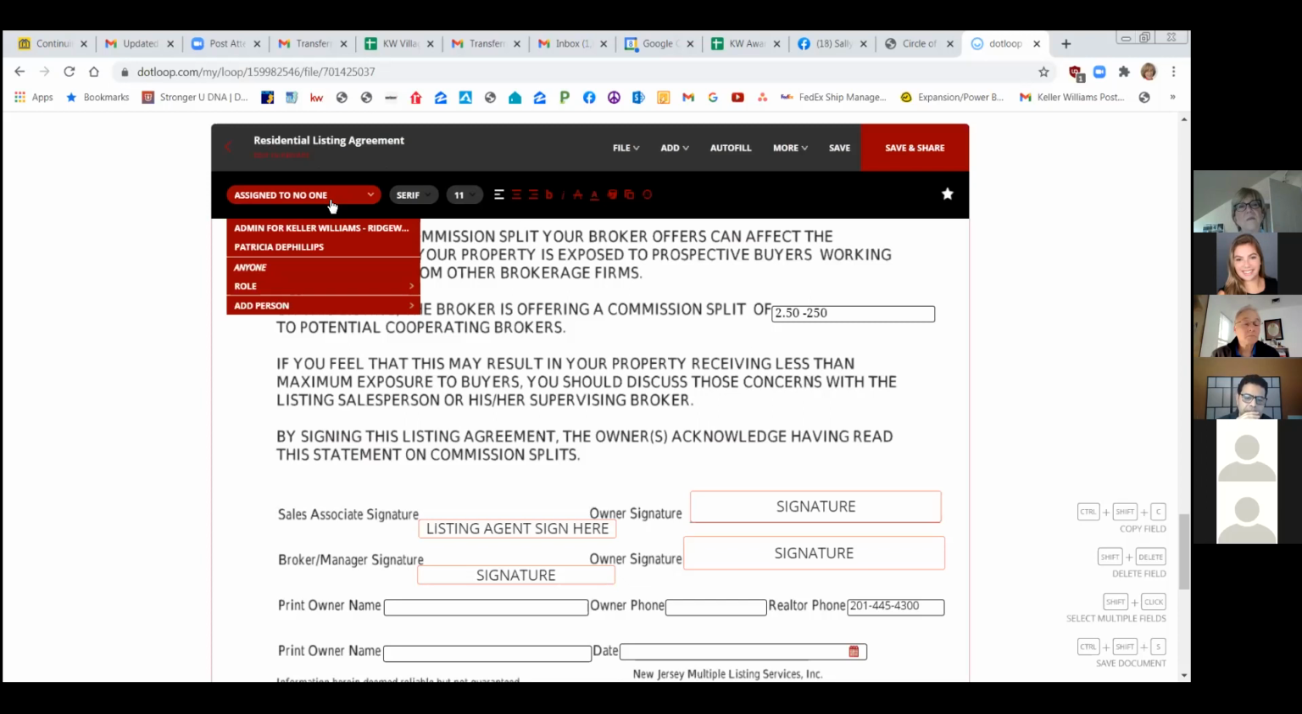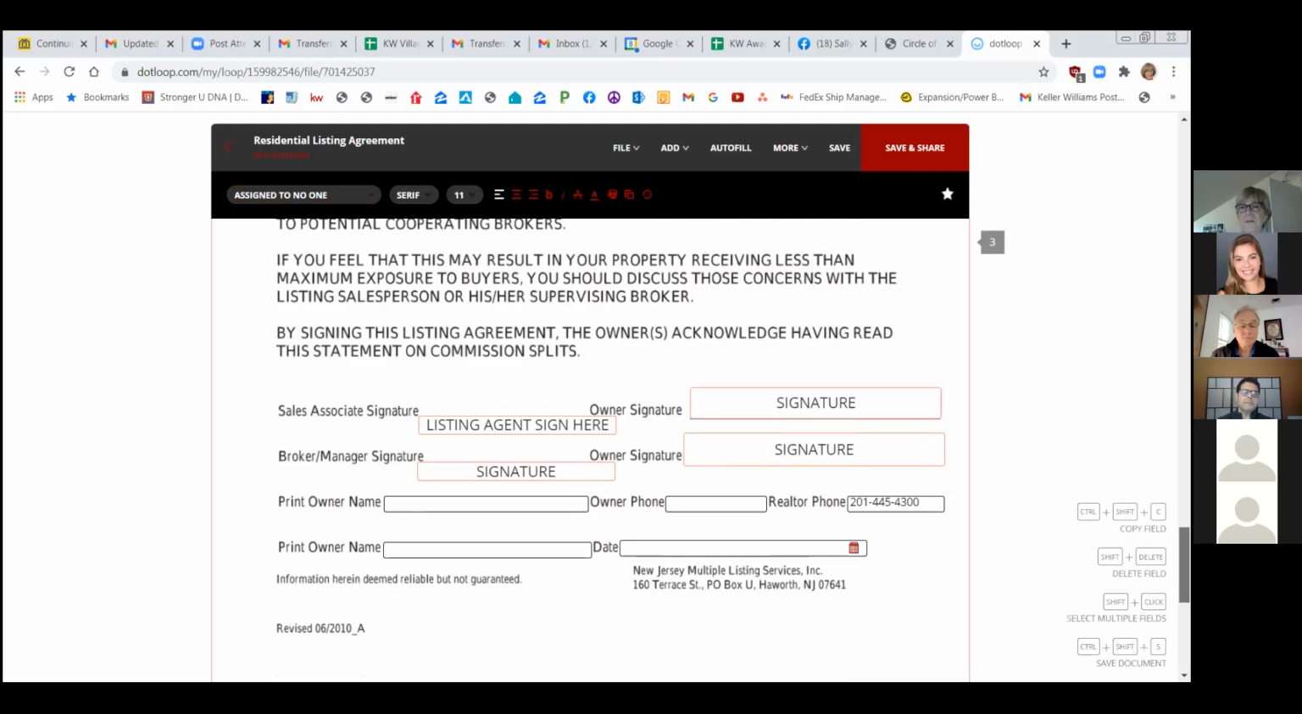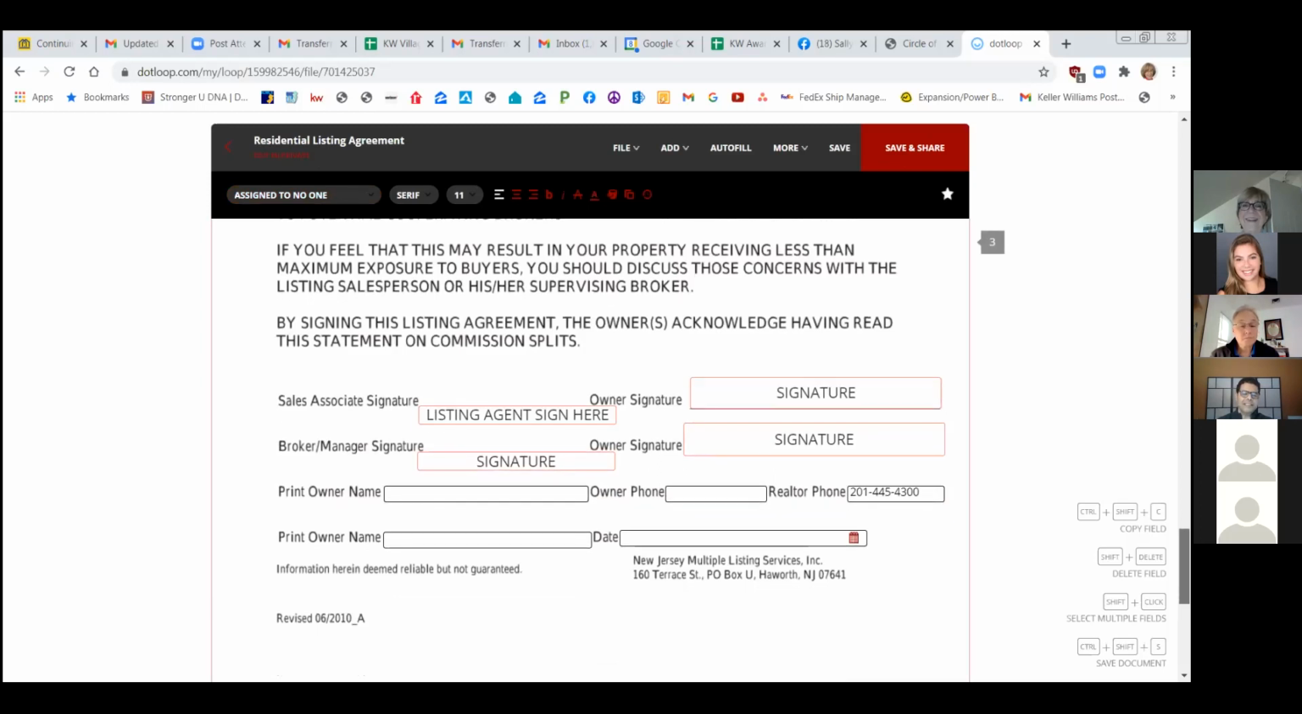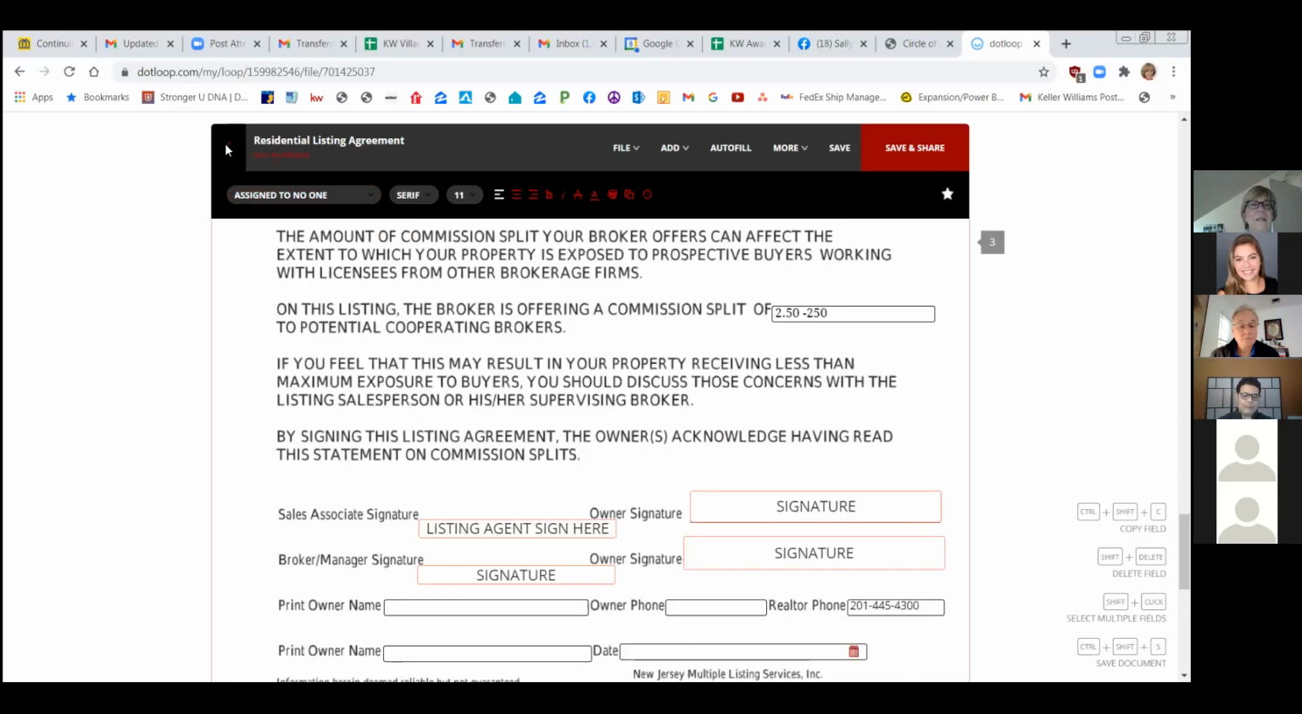Okay, got it. Because if we make any changes, it kind of eliminates all the signatures, correct? Correct. If you go back later and make a change, it will wipe out the signatures. Exactly right. So make sure you get it right the first time. Okay, so now we're ready for our next document.